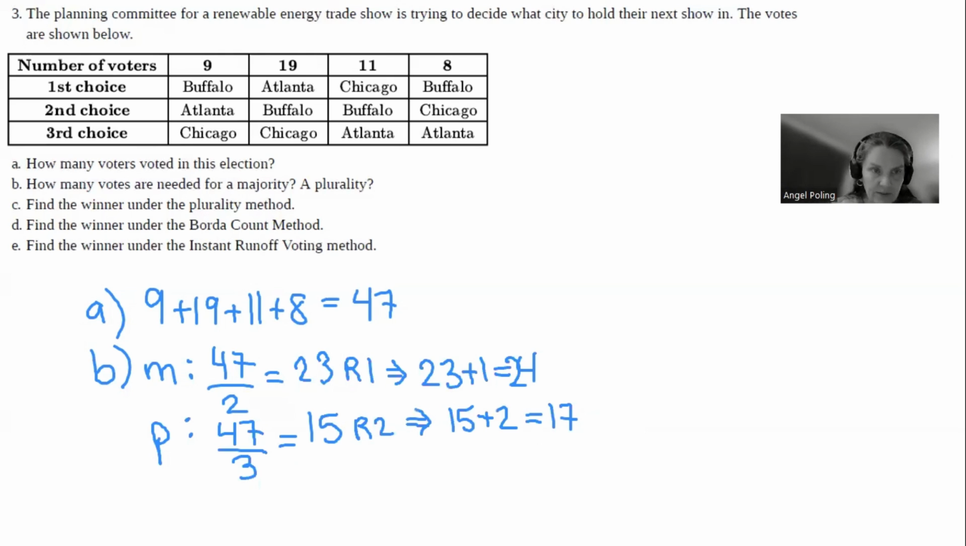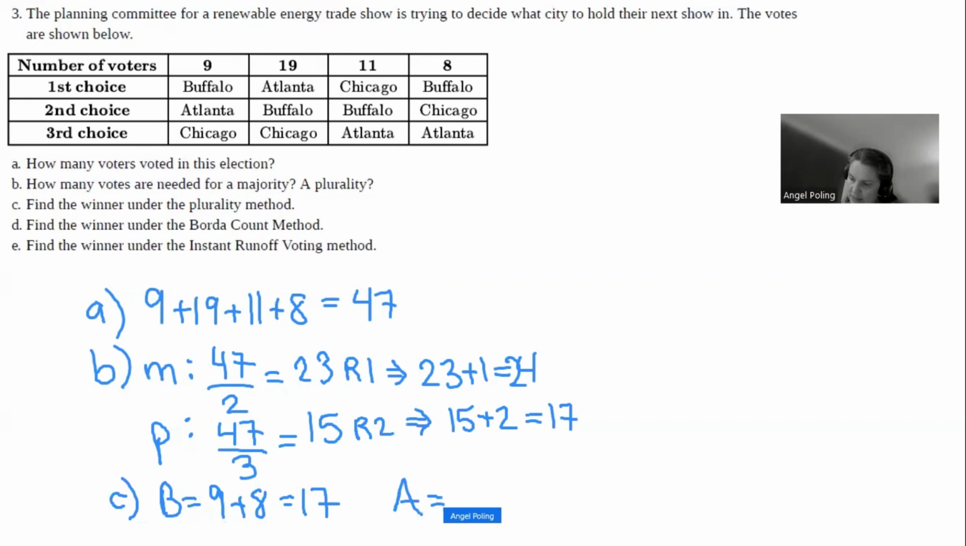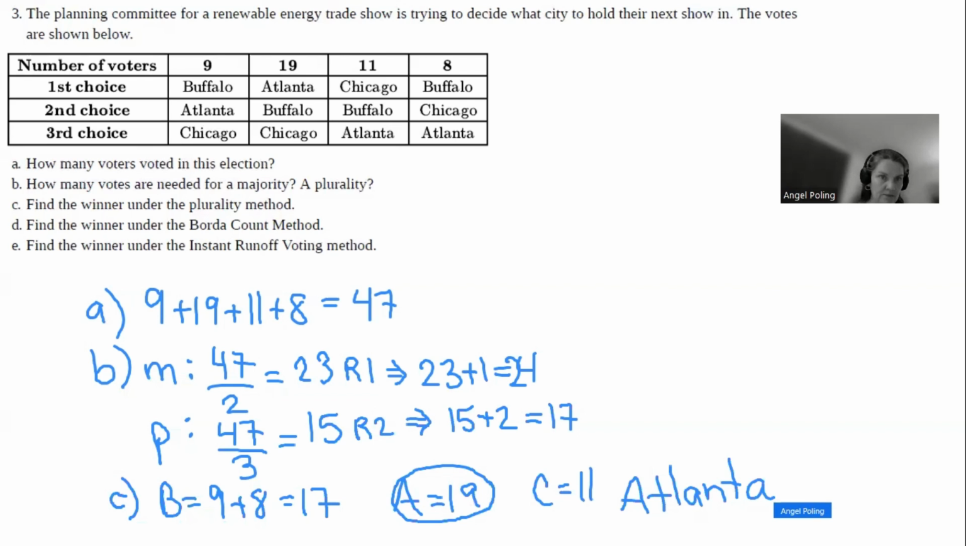And on the next question, C, find the winner under plurality. So we've got Buffalo with 9 plus 8. We've got Atlanta with 19. And we've got Chicago with 11. So Atlanta wins in plurality.